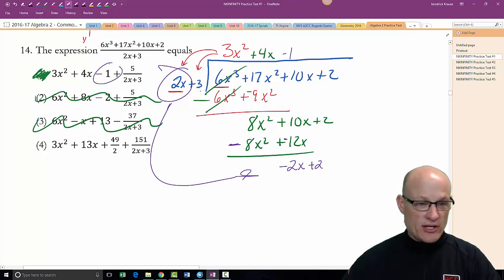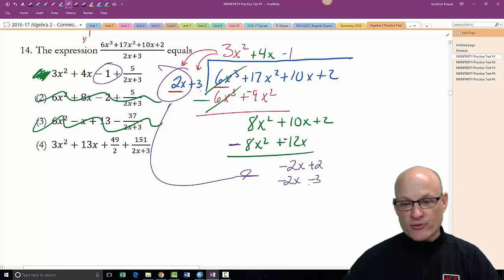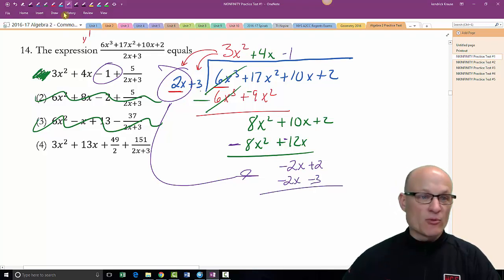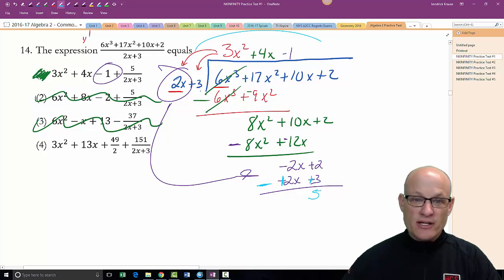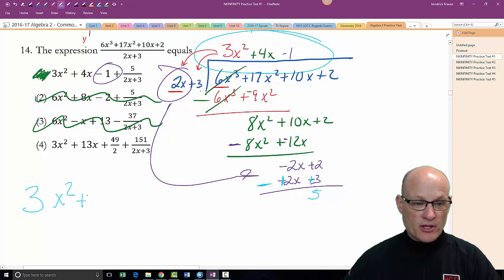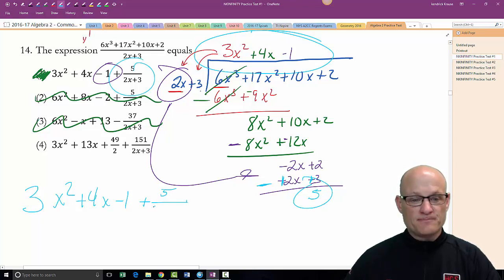Multiplying by negative 1, there's a negative 1. So I get negative 2x minus 3. This gives me, and don't forget, we're going to subtract. Here comes the hard part. Subtract changes this to a plus, changes this to a plus, and makes this 5. So divided by this, 3x squared plus 4x minus 1, but because it's a positive, plus 5 over 2x plus 3. And that's that answer.